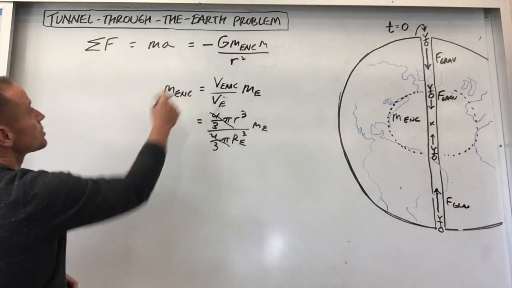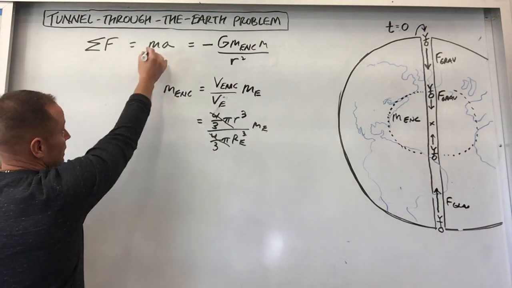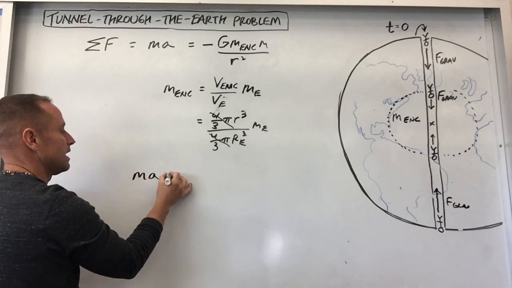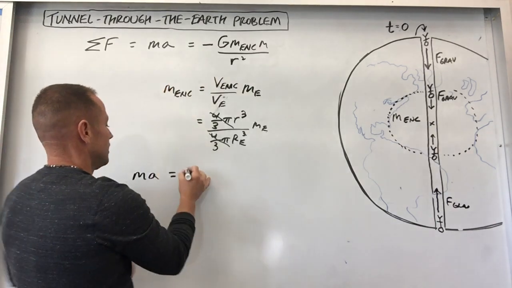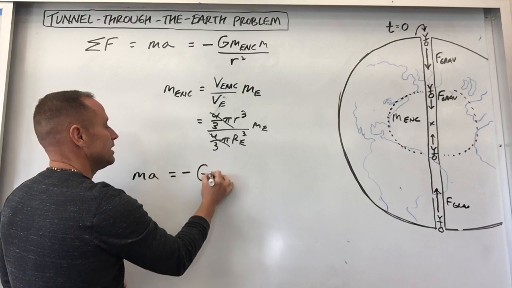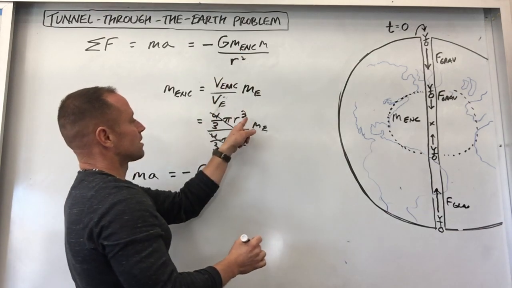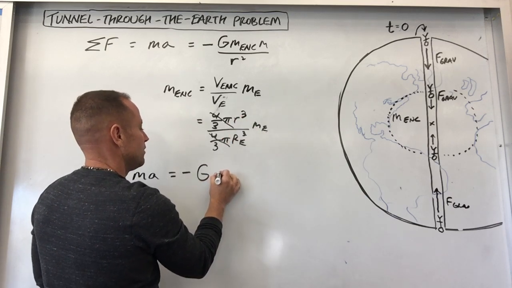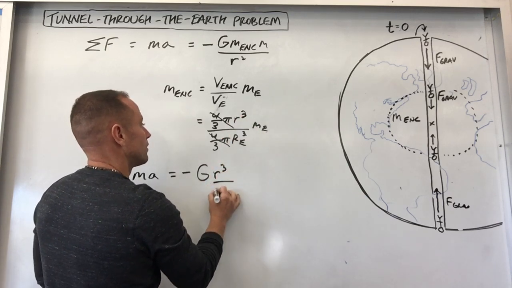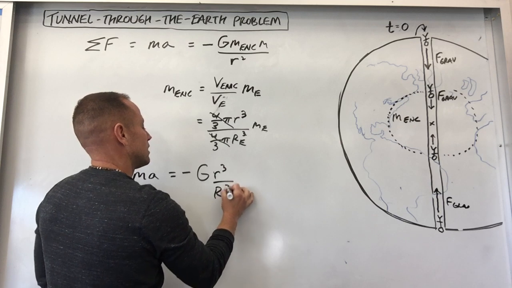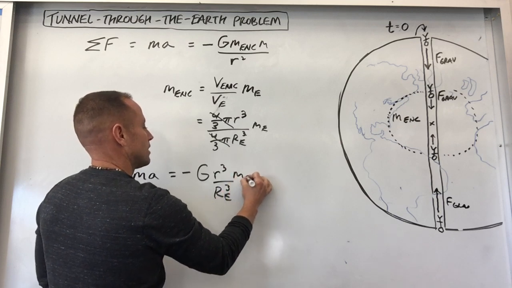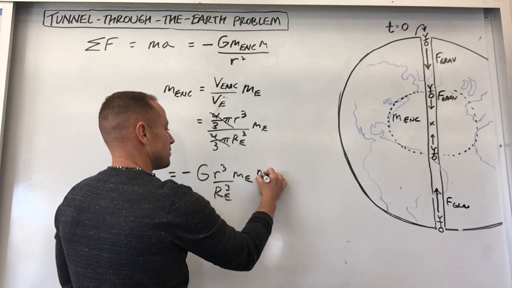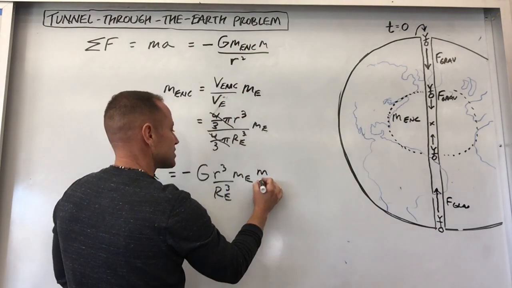Going back to the top, we have m a, the person's mass times a, equals minus G, and then instead of mass enclosed, we put this expression: r cubed over the radius of the Earth cubed times the mass of the Earth. That's the mass enclosed, times the person's mass, divided by r squared.